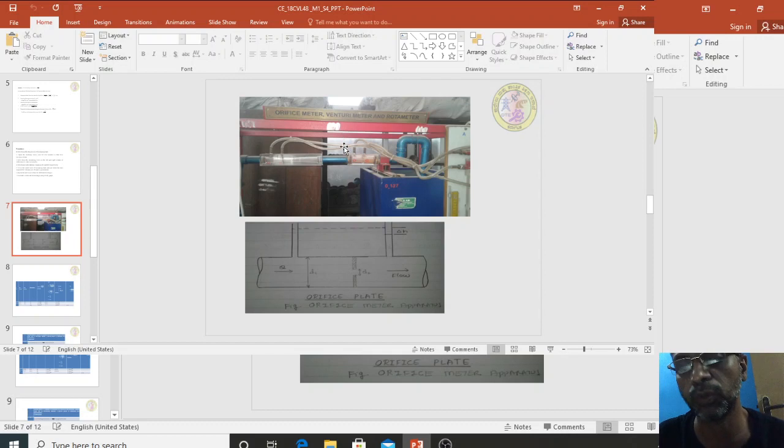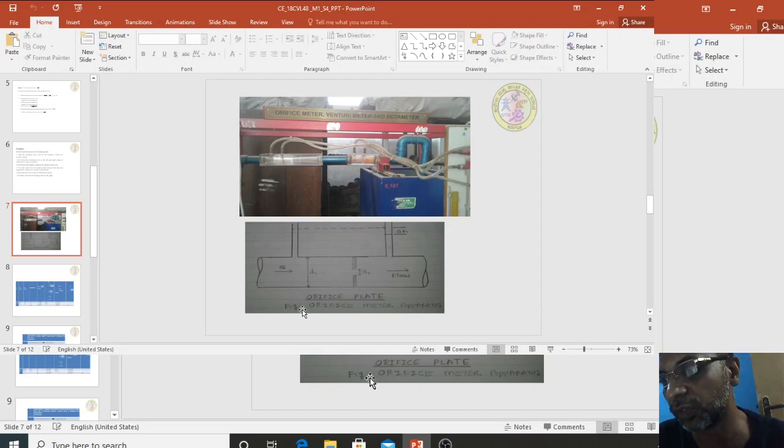So it is used for two purposes. Wherever V is there, that is an indication of the venturi, and where O is there, that is the orifice meter. This is your orifice meter assembly, where you have the manometer. This is the measuring tank, L into B, whatever I said, and here a change in the diameter of the pipe takes place, and this is connected to a pumping arrangement.